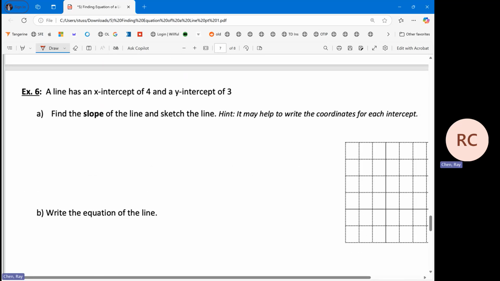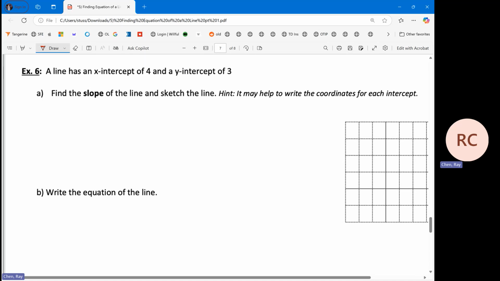Example 6. A line has an x-intercept of 4 and a y-intercept of 3. Find the slope of the line and sketch the line. Hint, it may help to write the coordinates for each intercept. This is a little silly. You saw me already do this, so we'll repeat this. The x-intercept is 4, 0, and the y-intercept is 0, 3. Visually, I'll do it over the sketch. I won't use the grid if that's okay.